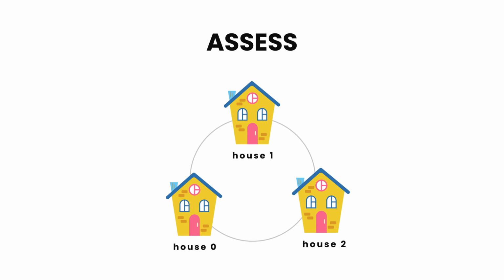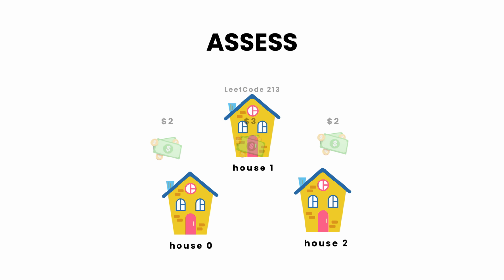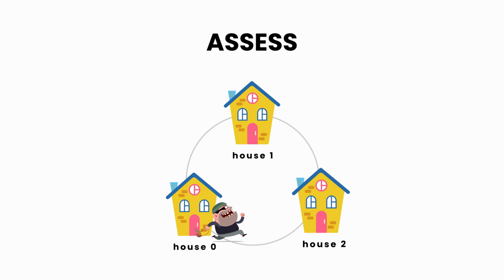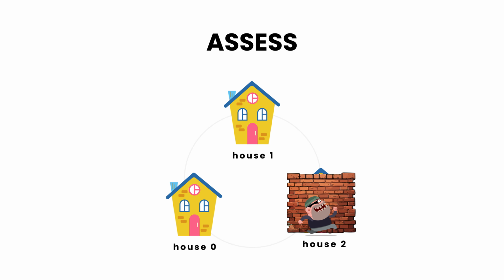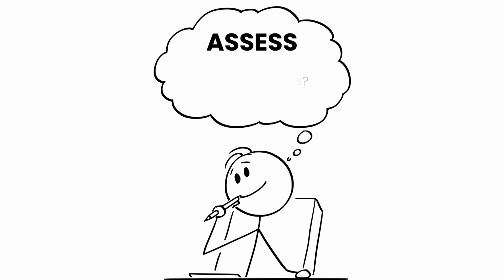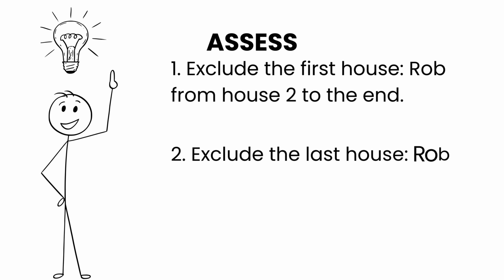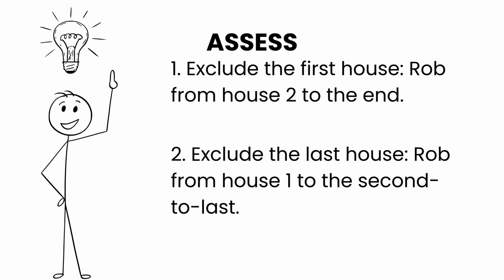Let's assess our options. If the houses were in a straight line, it's the classic House Robber, LeetCode 213. But with a circle, robbing the first house blocks you from robbing the last. So, what if we split the circle into two scenarios? Exclude the first house. Rob from house 2 to the end. Exclude the last house. Rob from house 1 to the second to last.